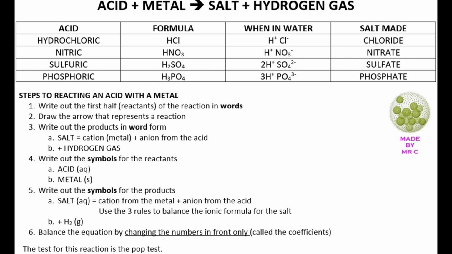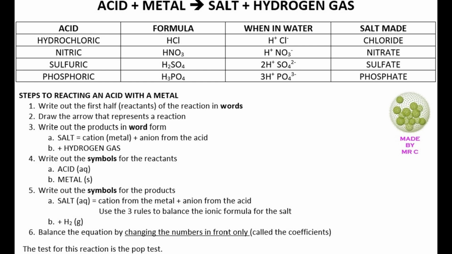Let's discuss acids first. There are 4 general acids you should know: hydrochloric, nitric, sulfuric, and phosphoric. The formula for hydrochloric acid is HCl. When it's dissolved in water, it separates into hydrogen and chloride ions. Therefore, the salt made is going to be a chloride salt.